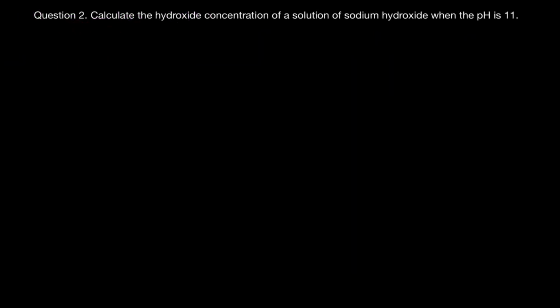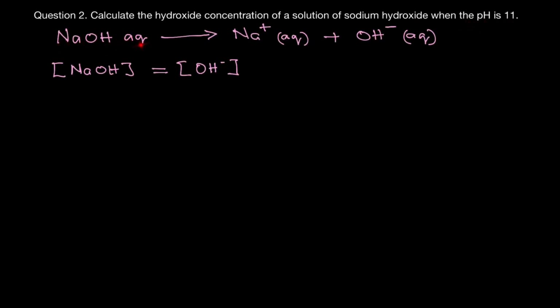Question 2. Calculate the hydroxide concentration of a solution of sodium hydroxide when the pH is 11. Sodium hydroxide is a strong base, so it will dissociate completely, forming sodium plus and OH minus. The concentration of the base sodium hydroxide will be equal to the concentration of OH minus because all the sodium hydroxide has been converted to sodium plus and OH minus, and the ratio is 1:1. So their concentration will be the same.